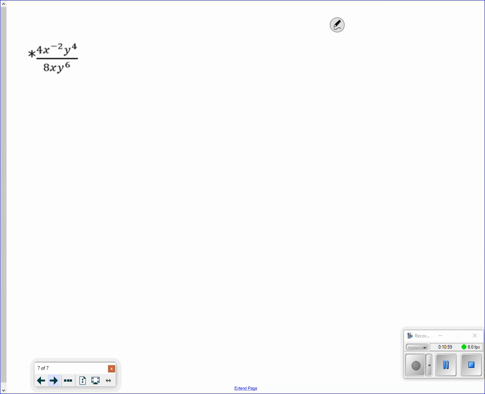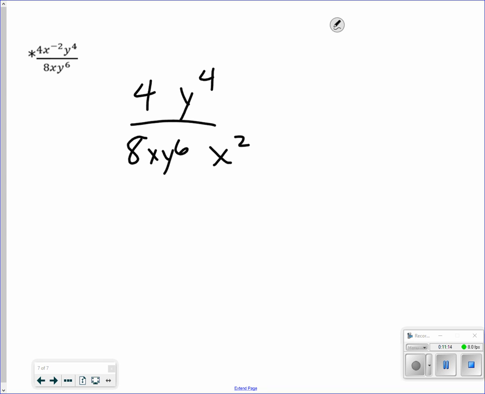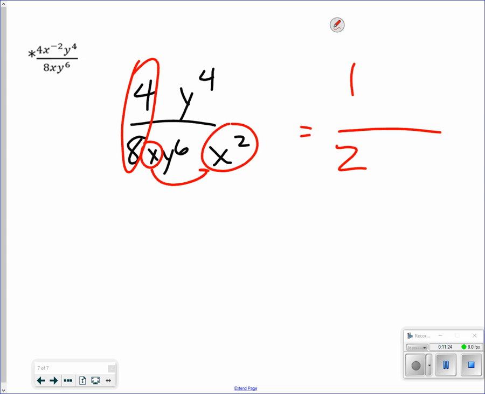Last example. Why don't you try this one by yourself? Hit pause. All right. Anytime I have a negative exponent, I always tell everybody to rewrite it. So the x to the 2nd needs to go on the bottom. Then deal with everything. What about 4 and 8? 4 divided by 8 is a half. x and x to the 2nd are both on the bottom of the fraction, so that makes x to the 3rd. I'm going to add the exponents. And then y to the 4th and y to the 6th. Bigger minus smaller makes y to the 2nd on the bottom.